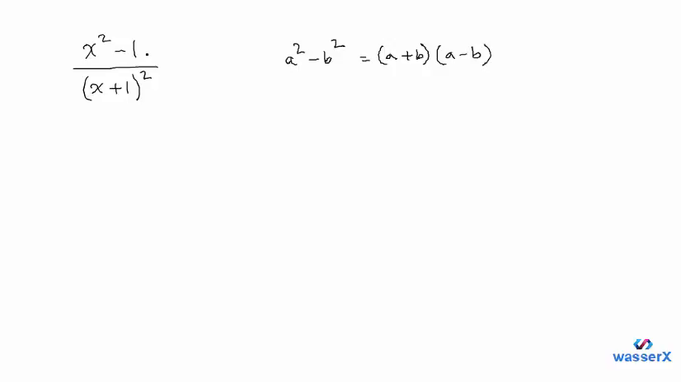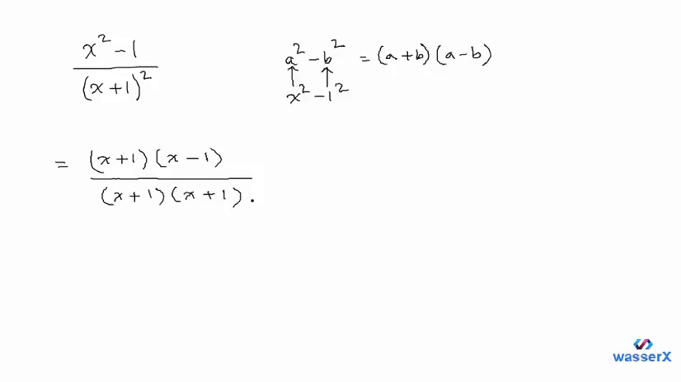So we have x squared minus 1 over here. We could rewrite that as x squared minus 1 squared because 1 is the same as 1 squared. And then look what happens. x is our a and 1 is our b. So we could rewrite the top as a plus b times a minus b, which is x plus 1 times x minus 1. And then on the bottom, we have a square over here outside the parentheses, which means it's the same as x plus 1 times x plus 1. So x plus 1 is a common factor. Cross them off. And we have x minus 1 on the top over x plus 1 on the bottom, which is a simplified form of this one.